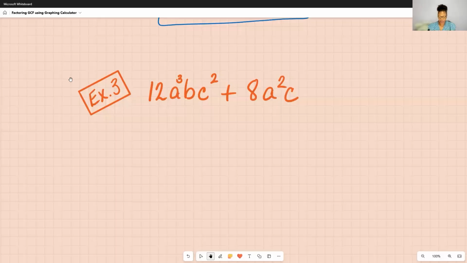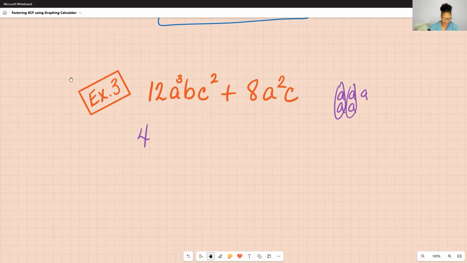Now what you want to do is you want to check your variables. So we know that we're going to put a 4 on the outside. We have 3 A's in the first term, 2 A's in the second term. How many do they have in common? 1, 2. So we're going to bring out A squared. How many B's do they have in common? This term has a B, this one does not. So I know I'm not going to bring out a B.